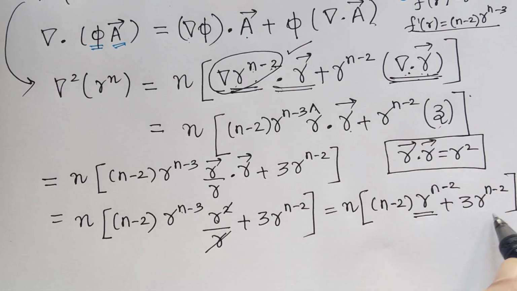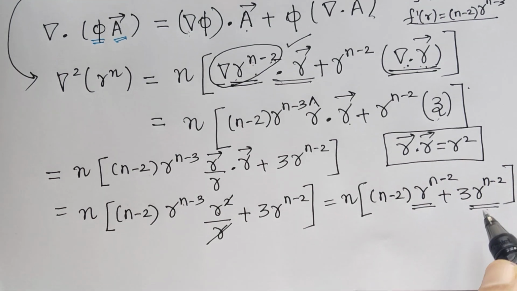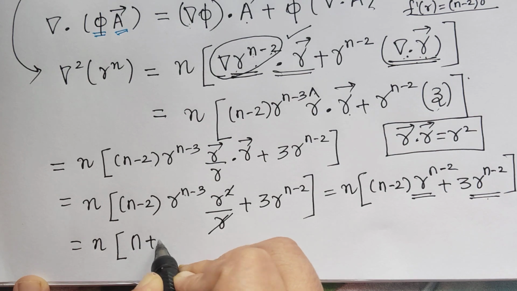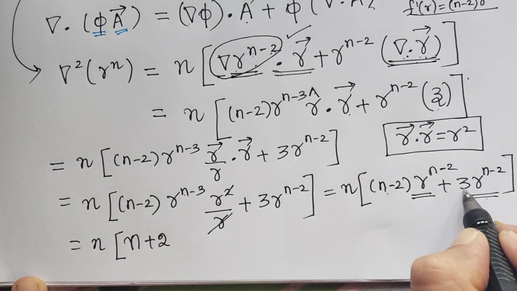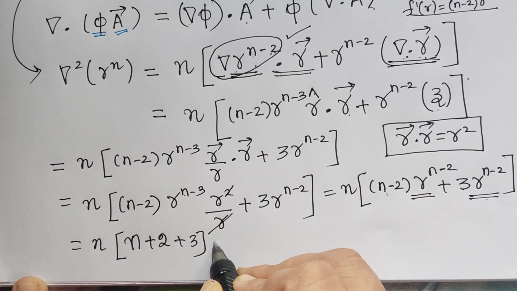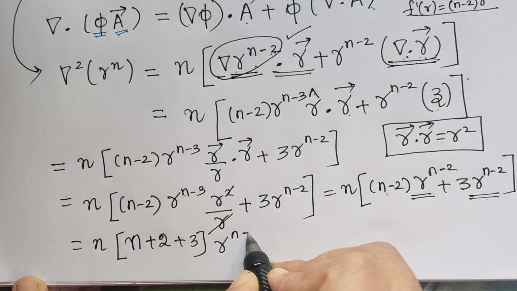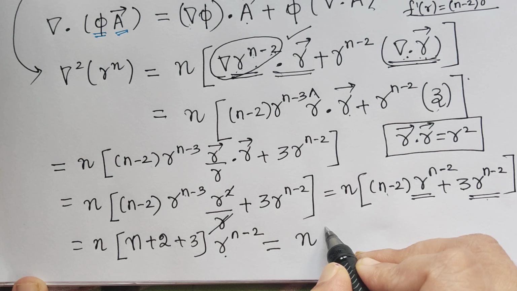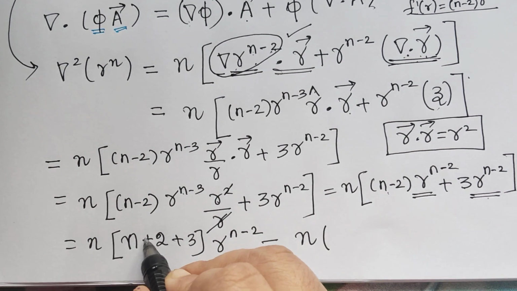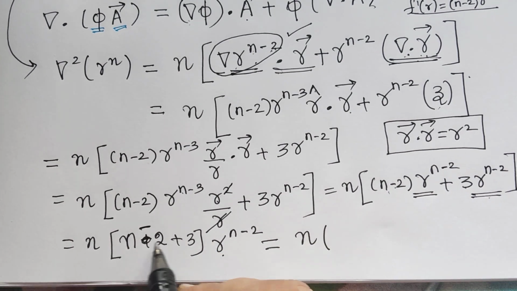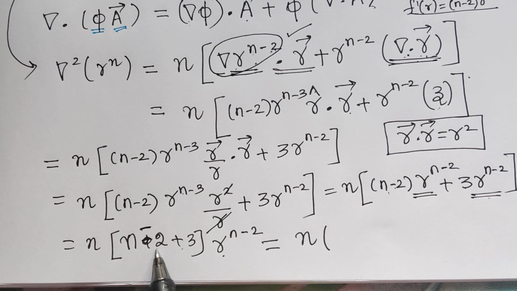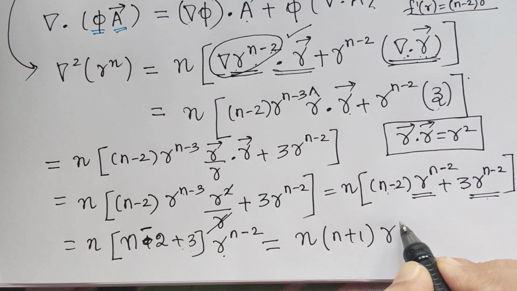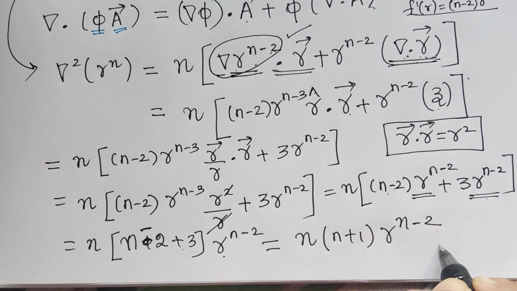Now this r to the power n minus 2 is common to these two terms. So it can be taken out, and so we will be having n minus 2 plus 3. That r to the power n minus 2 which is common, I have taken it to the right. So that is equal to n multiplied with, actually this is n minus 2, okay, n minus 2 plus 3. So what is minus 2 plus 3? It is plus 1. So n plus 1 multiplied with r to the power n minus 2.